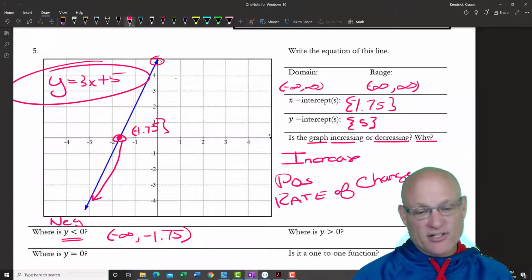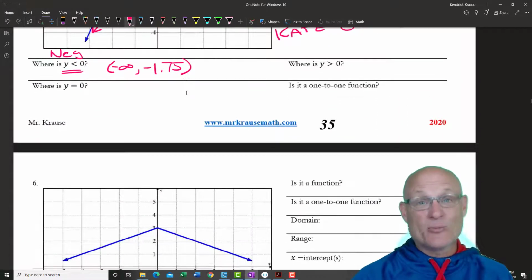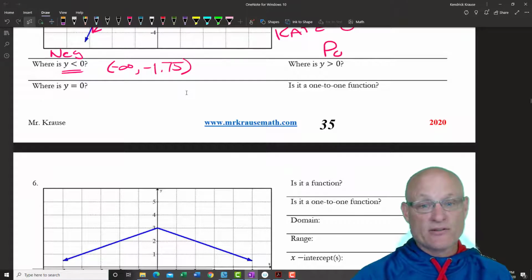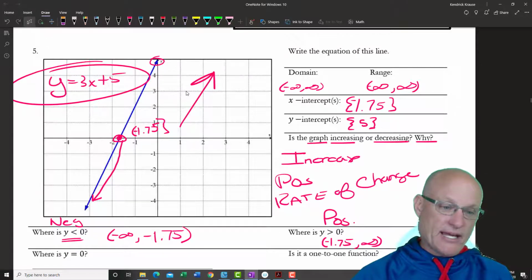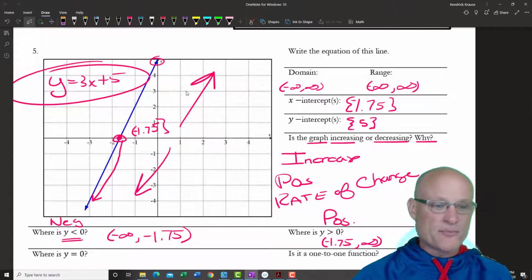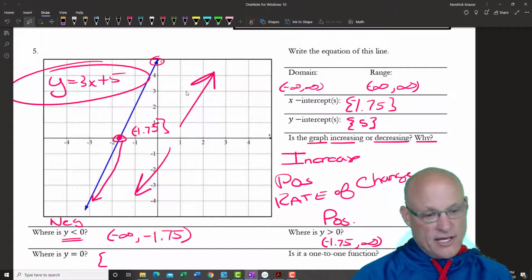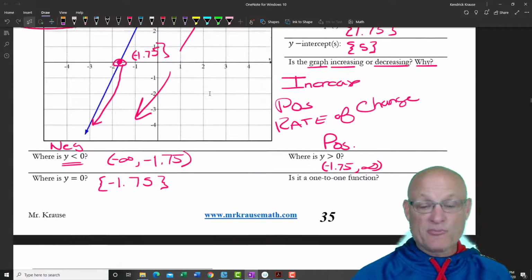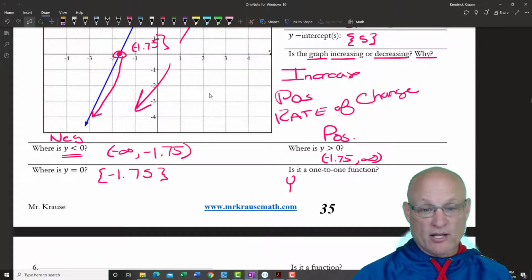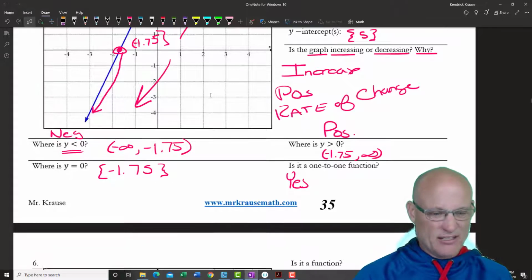Where is it positive? Because again, if less than 0 means negative, greater than 0 means positive. And that's going to be starting at negative 1.75 and going all the way to positive infinity. Again, positive just means above the x-axis. Negative just means below the x-axis. And where does it equal 0? At negative 1.75. Is this a one-to-one function? Yes. It passes both the vertical and horizontal line test. That's kind of a silly one. I don't even like that problem.